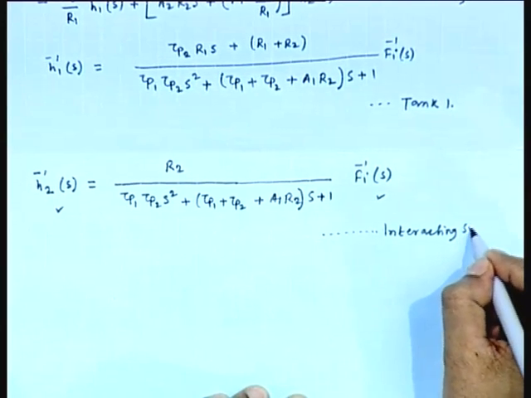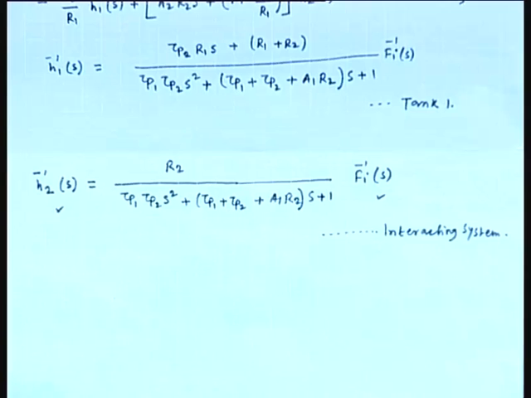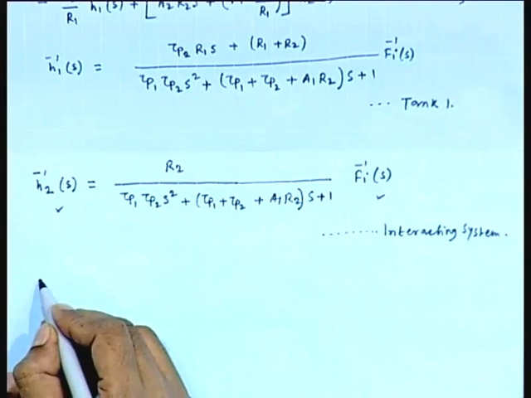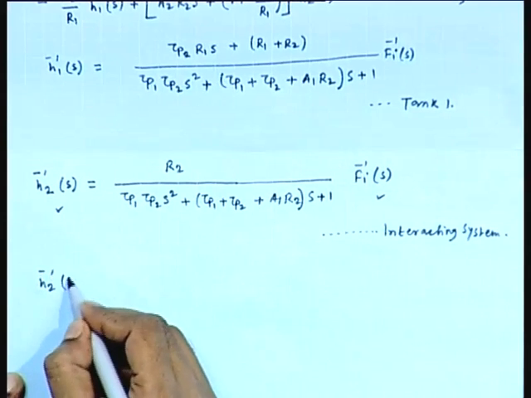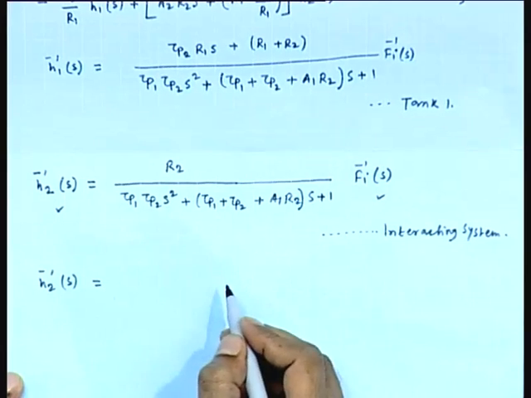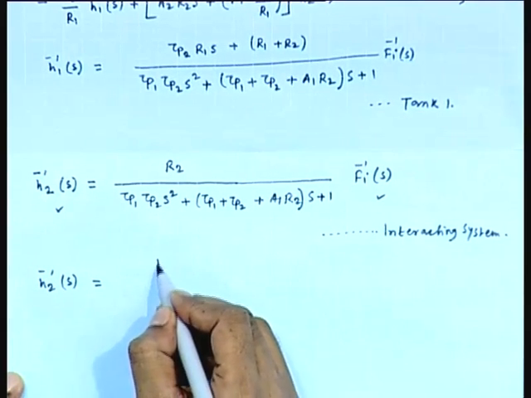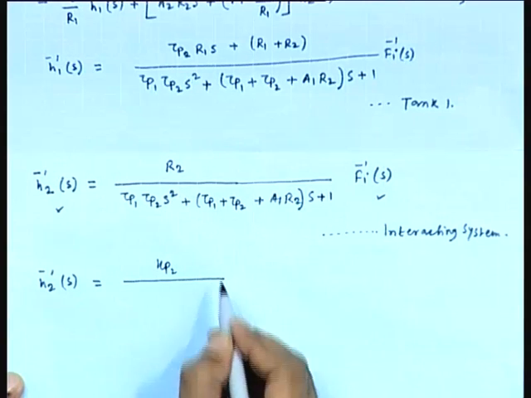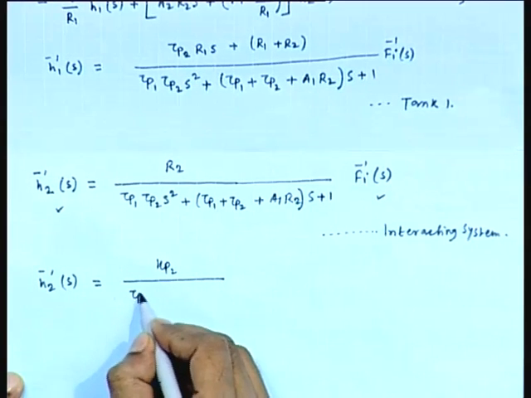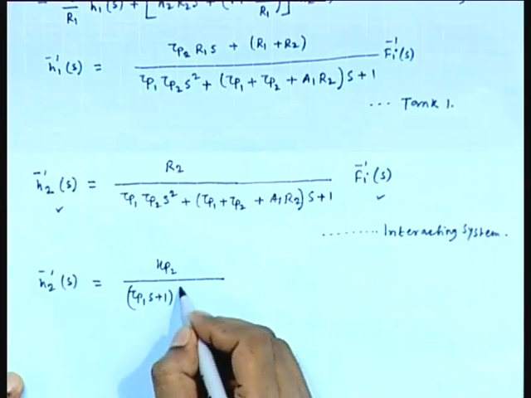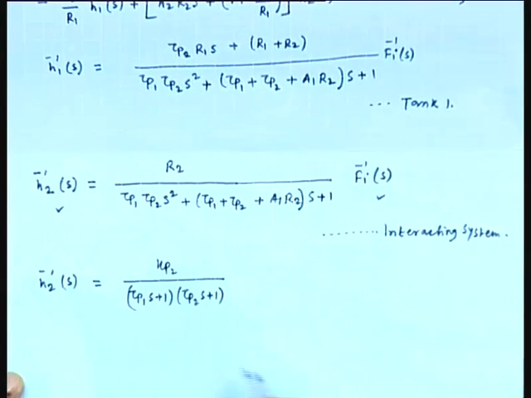Interacting system. This overall transfer function we obtain for the case of interacting system. What is the overall transfer function of the non-interacting system? For the non-interacting system we obtained the overall transfer function in this form: Kp2 divided by (tau p1 s plus 1) multiplied by (tau p2 s plus 1), just as we obtained before this discussion.